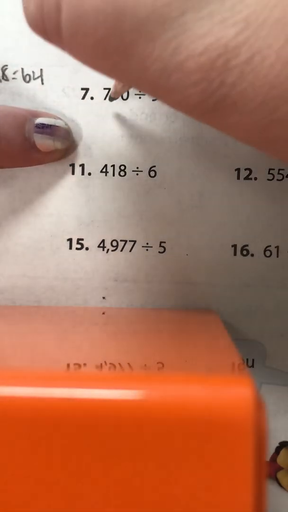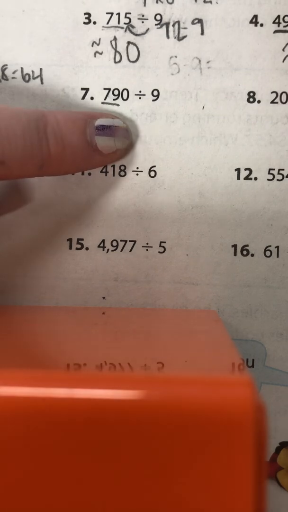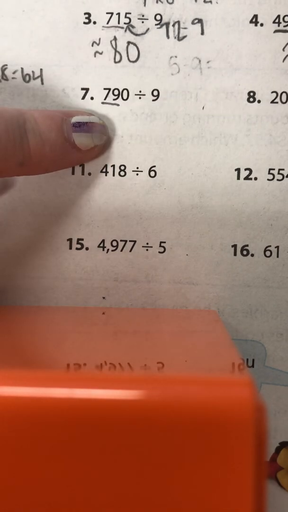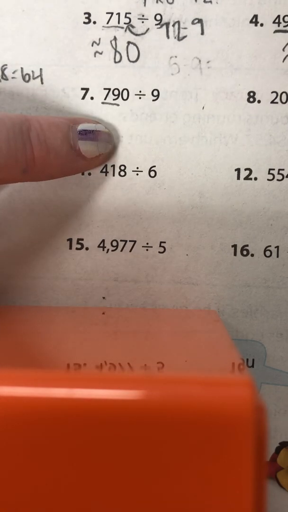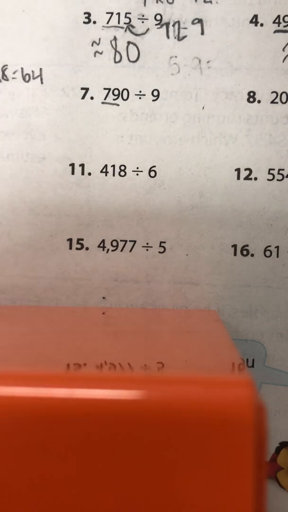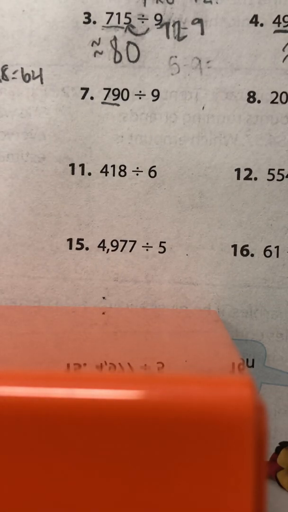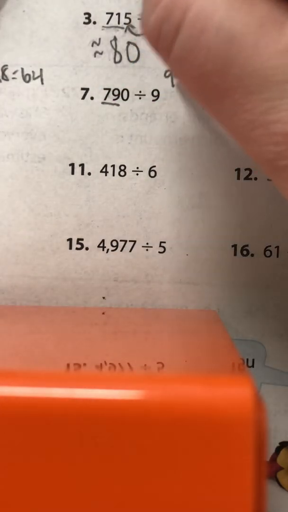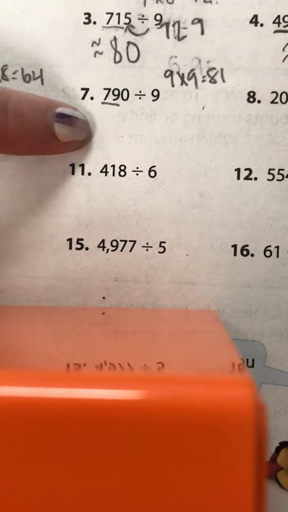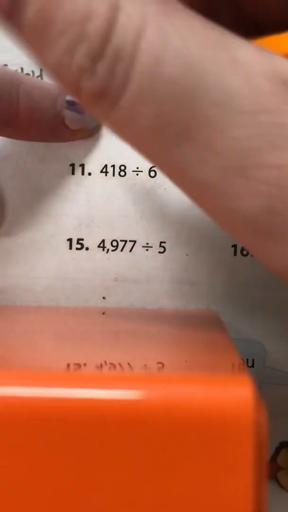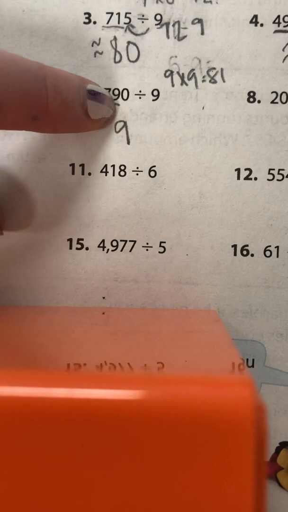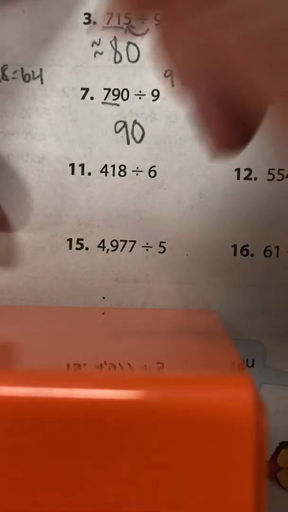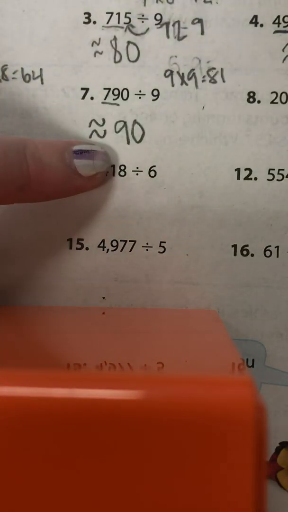All right, number 7 is 790 divided by 9. The closest I can get there is, well, 9 times 8 is 72, but 9 times, let's see, 9 times 9 is 81. That's a little closer than 79, so I'll go with 9 times 9 is 81. So 9 can go into 79 9 times. 0 cannot be divided by 9, so I put a 0 there. 790 divided by 9 is about 90.